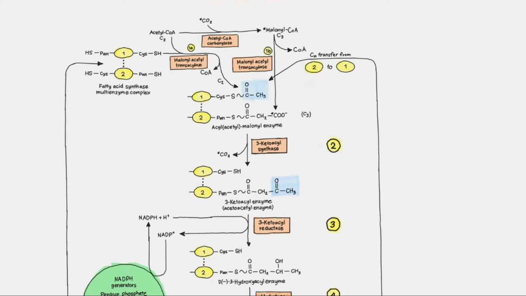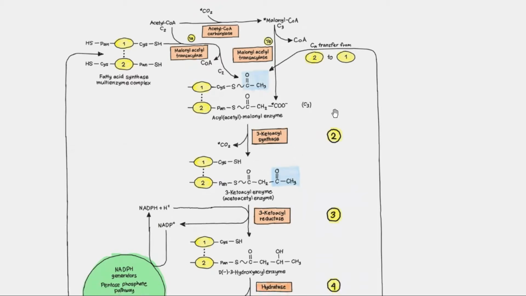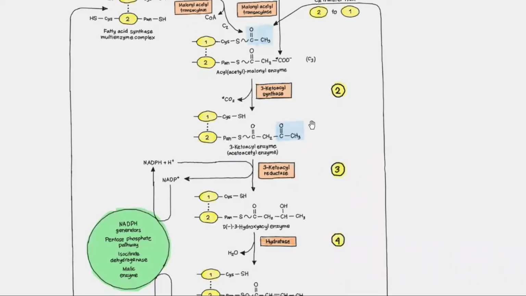So enzyme 1, let's assign it as cysteine, while enzyme 2, let's assign it as pantothene. Now acetyl-CoA will attach to enzyme 1 while malonyl-CoA to enzyme 2. And in this process, 2 CoASH are given off. So as you can see here, in step 1, we have 5 carbon units attached to enzyme 1. So 2 from acetyl-CoA and 3 from malonyl-CoA.